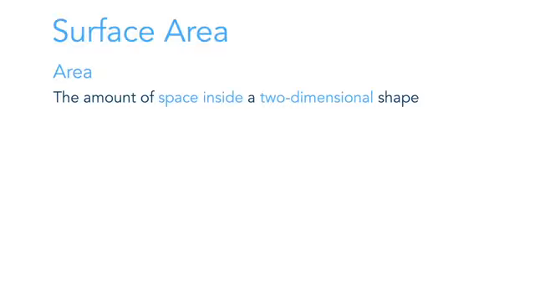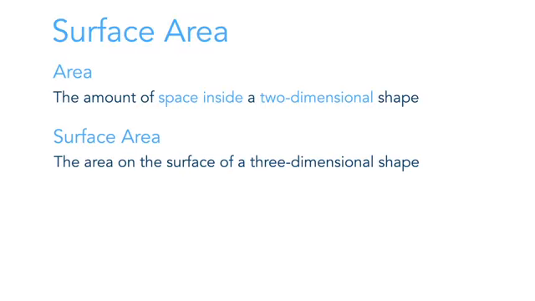Now let's look at what surface area means. Area is the amount of space inside a two-dimensional shape, and surface area is the total area on the surface of a three-dimensional shape. To find the surface area of a prism, you find the areas of all of its faces and add them up.